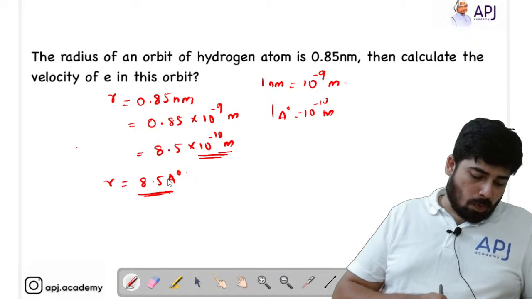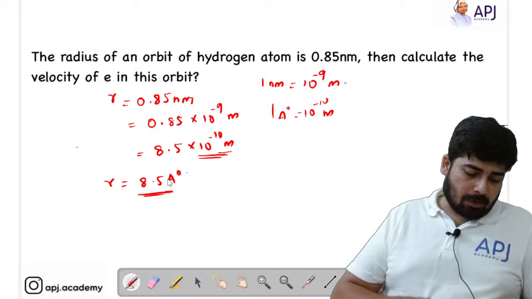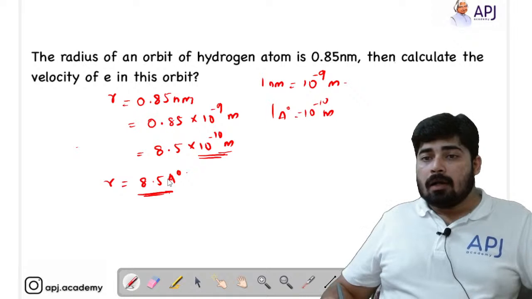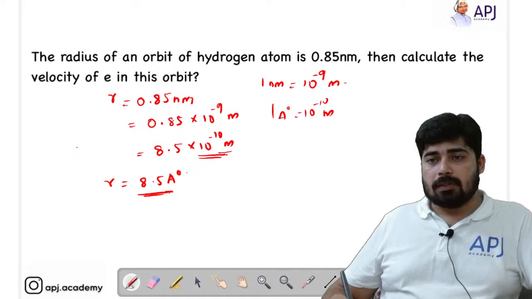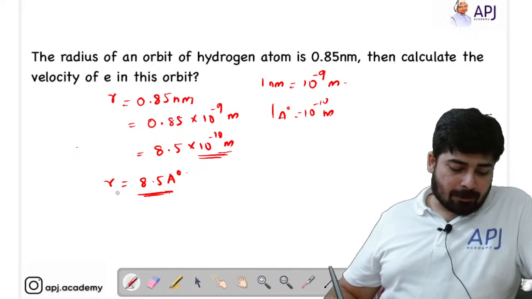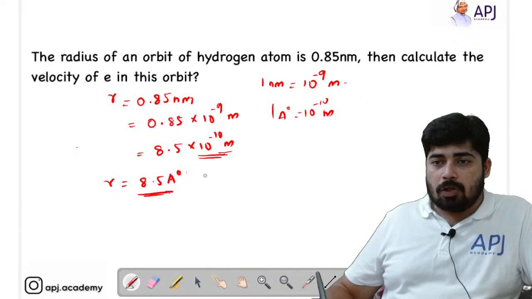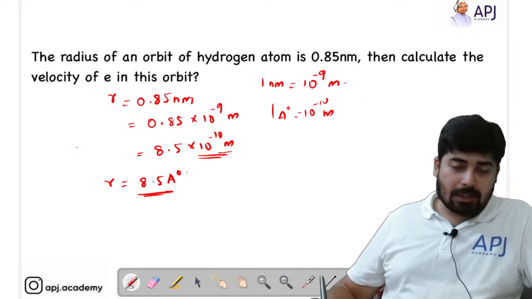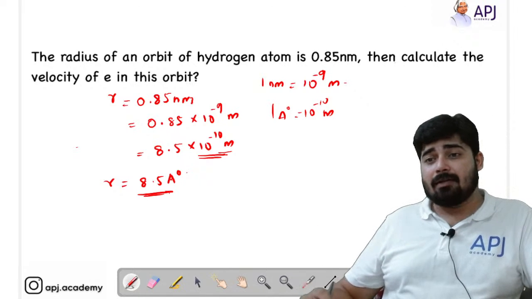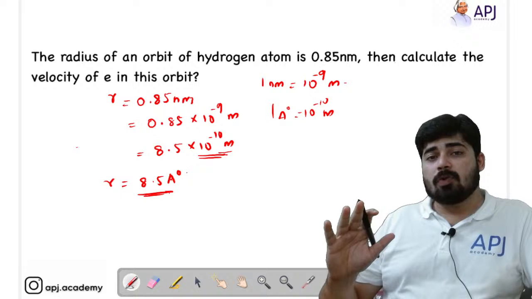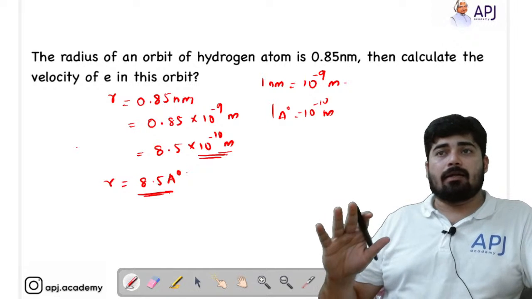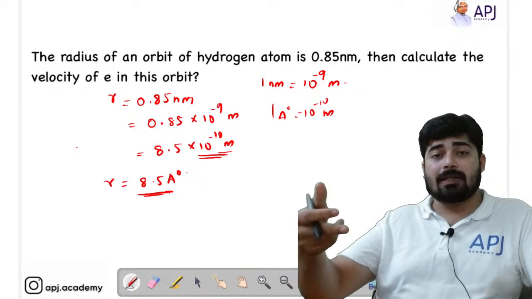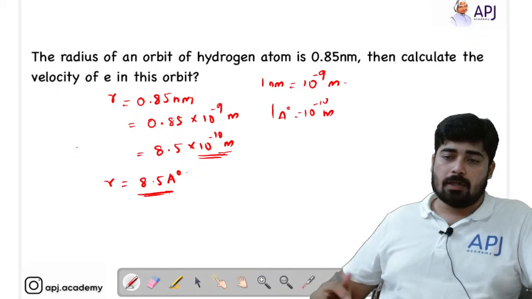Now, what have they asked us to find out? We have to find out the velocity of the electron in the orbit. They have given us the radius. So, we know that in order to find out the velocity, what do you require? We require the value of n, right? So, we have to find out the value of n. That means which orbit it lies in. The electron is present in which orbit? That's what you have to find first.